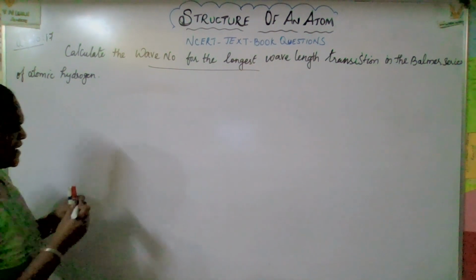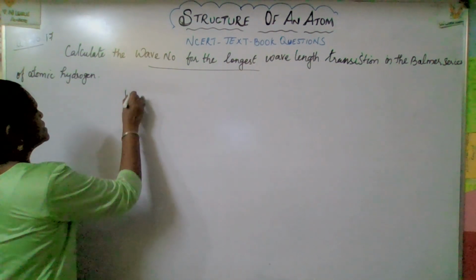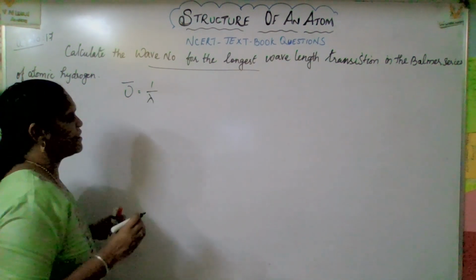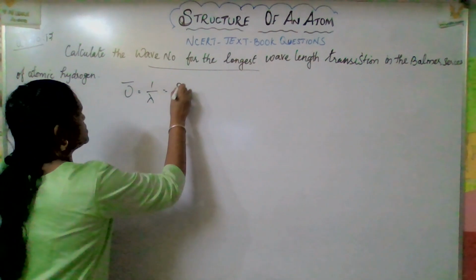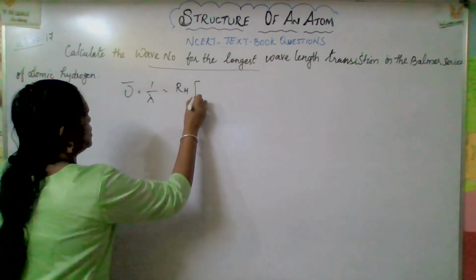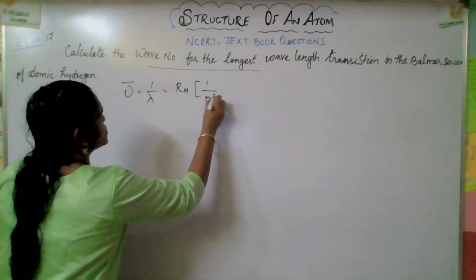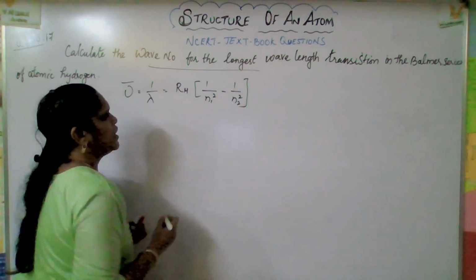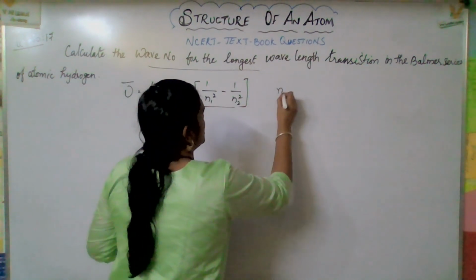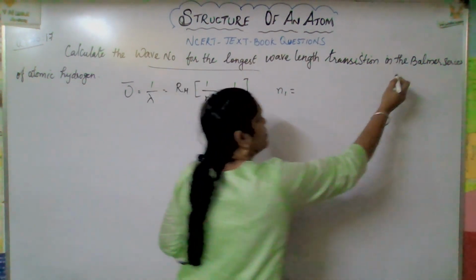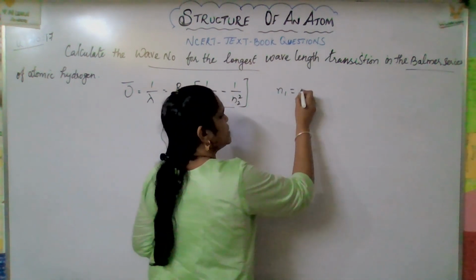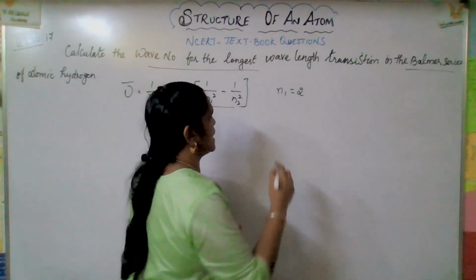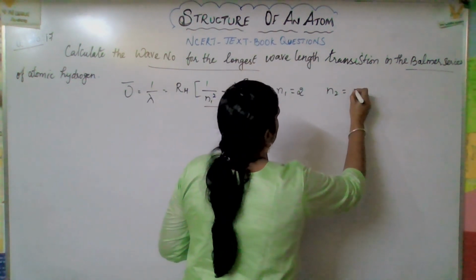Okay, actually this is a very interesting question. Wave number, what is the formula? Wave number nu bar equal to 1 by lambda, that is reciprocal of the wavelength, equal to RH, that is Rydberg's constant, into 1 by n1 squared minus 1 by n2 squared, right? This is the formula. Now n1 and n2, they mentioned Balmer series. Balmer series means what? Second. Lyman, Balmer, Paschen, Brackett, Pfund. So that means the second line. So n1 equal to 2 and n2 equal to 3.